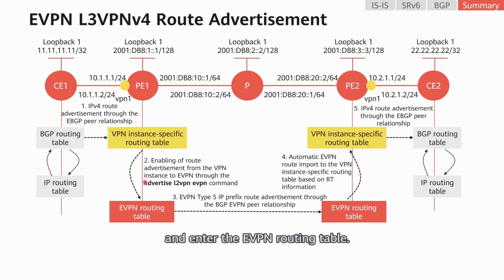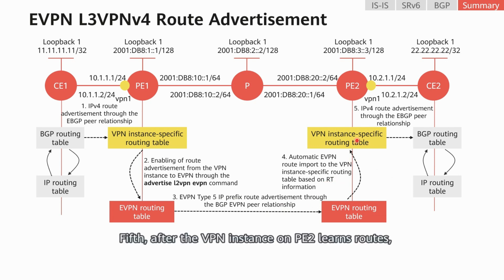Second, after the advertise l3vpn evpn command is run on P1, the routes of the VPN instance become EVPN routes and enter the EVPN routing table. Third, after a BGP EVPN peer relationship is established between P1 and P2, EVPN Type 5 IP prefix routes are advertised through the peer relationship. Fourth, the BGP EVPN routes are automatically linked to the VPN instance based on the RTs carried.